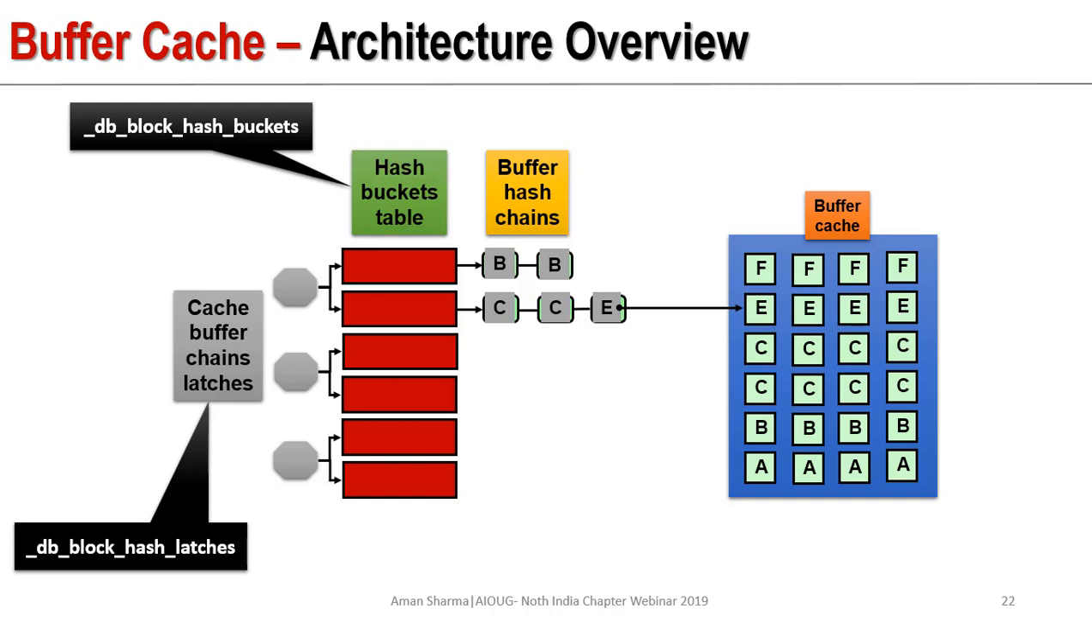And obviously you can see that for the buckets to be managed, we have something called the cache buffer chain latches. Earlier, these latches were available to manage one bucket by one latch, but now the mechanism is to manage multiple buckets from one latch. And if you want to change the number of buckets, or control the number of latches explicitly, it is possible with these parameters.